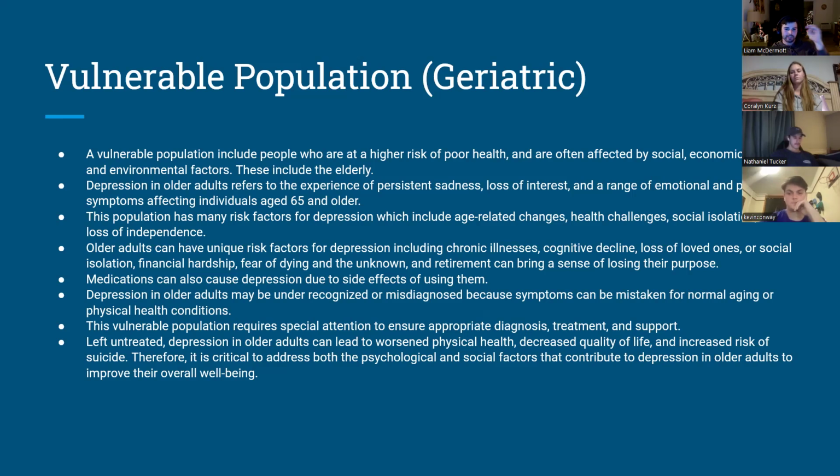Left untreated, depression in older adults can lead to worsened physical health, a decreased quality of life, and increased risk of suicide. We see this in older adults where they'll commit suicide because they had other problems going on and people didn't realize they were depressed at the time. It was attributed to some other illness that they had. Therefore, it is critical to address both the physiological, psychological, and social factors that contribute to depression in older adults and their overall well-being.